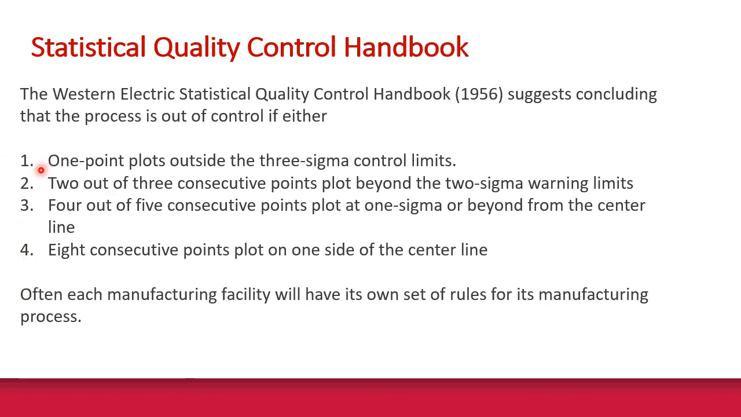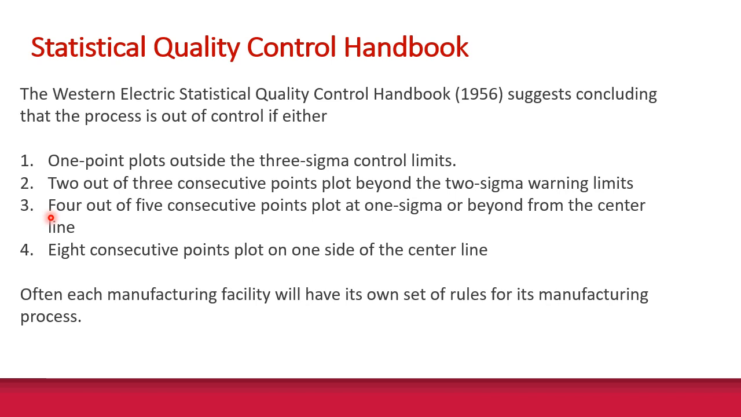If 1 point plots outside the 3 sigma control limits, if 2 out of 3 consecutive points plot beyond the 2 sigma warning limits. So a lot of people, they'll plot the upper and lower control limits at 3 sigma, but they'll also come in at 2 sigma and plot what's called warning limits. And it does kind of clutter up your chart, but it can give you an early indication if something's going wrong. If a dot points at 2 sigma, you don't have much longer before it gets up to that 3 sigma line.